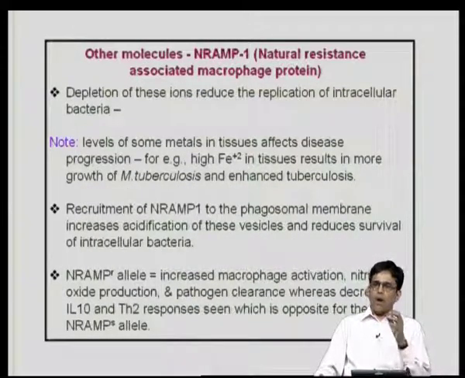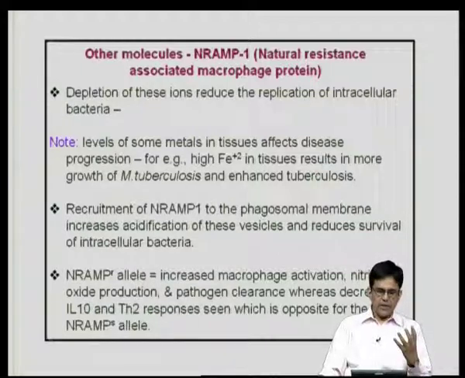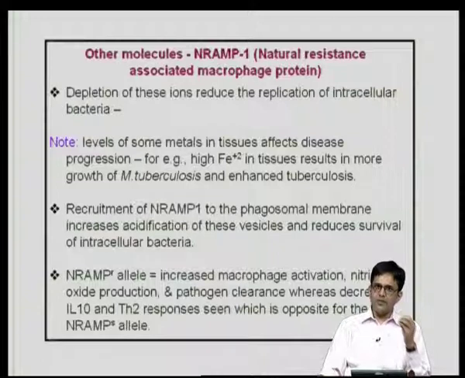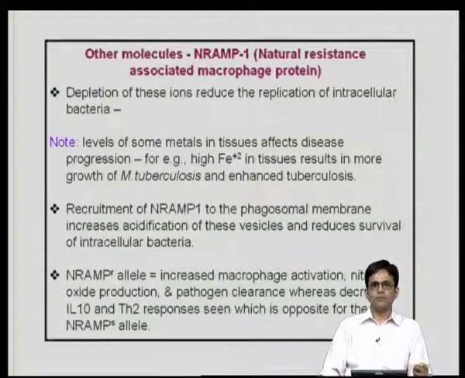Okay, now why are ions like iron and manganese important in terms of intracellular replication? It turns out that bacteria need these ions for replication. For example, in the case of M. tuberculosis, the more iron you give, the more the bacterial growth, because iron is required for replication. And there are different forms of NRAMP, so you have different alleles. You have the NRAMP R allele, which is the resistance allele, and this increases macrophage activation, nitric oxide production, and pathogen clearance. Whereas you have the NRAMP susceptible allele, which is the opposite, and so it induces primarily Th2 responses, which sort of suppress this.